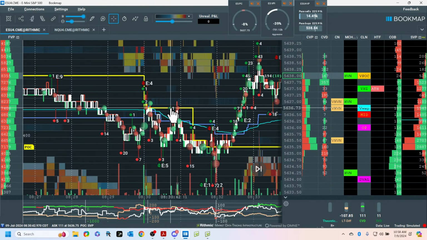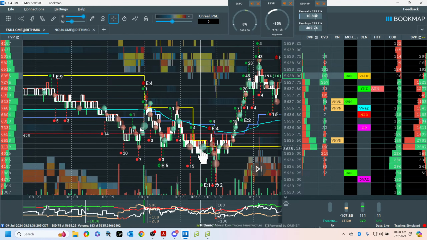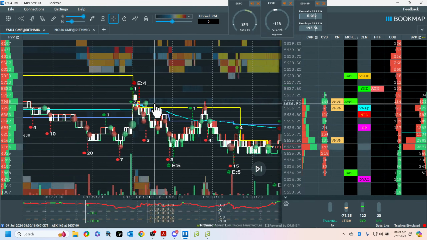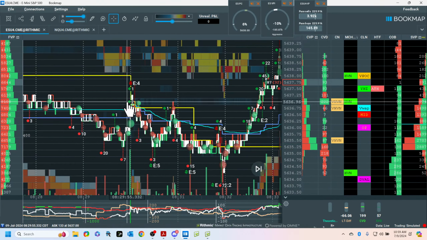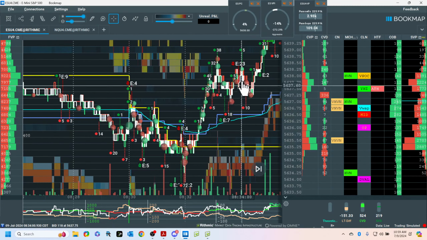So this is our support. Right here, think of this as, if this is too low, and this was too high, what happens? Resistance becomes support. See it? That's a long. There, right there is a long.